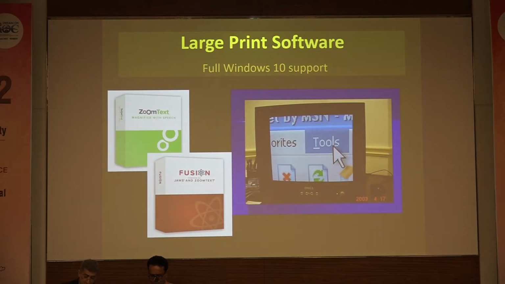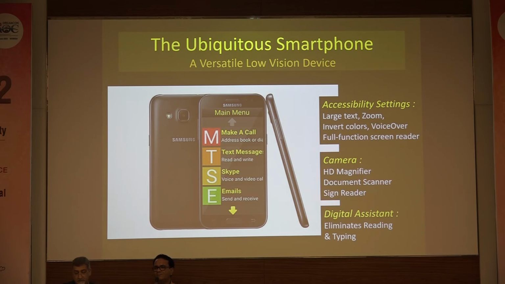And we also have inbuilt tools in Microsoft Office or commercially available software like ZoomText or Fusion for computer users. These enlarge the image also and read the documents, mails and web pages where patients are severely disabled. And now everyone uses a smartphone. So this in itself is a versatile low vision device because it has many settings like large text, zooming, camera can be used as a magnifier, and it has a digital assistant now which eliminates the need of reading and typing.